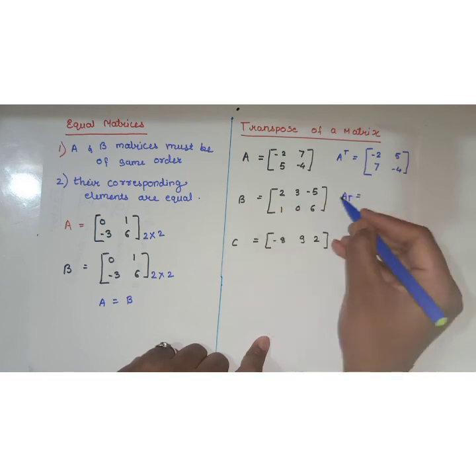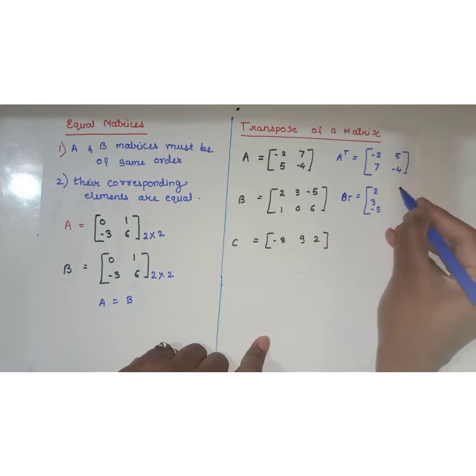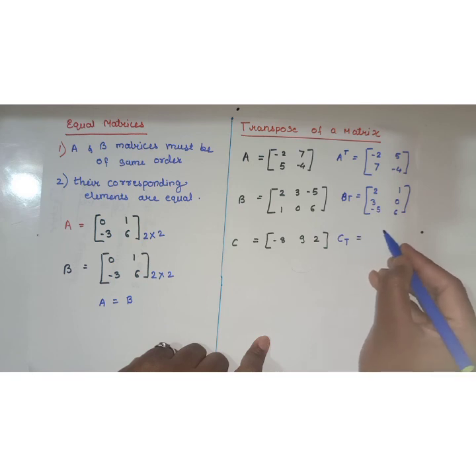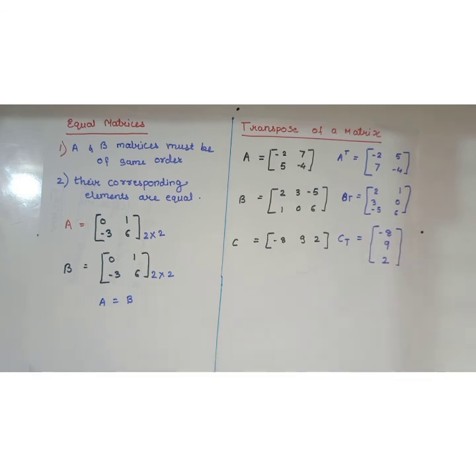In the same way, for this B matrix, the transpose of B will be 2, 3 and minus 5, and 1, 0 and 6. In the same way, the transpose of this C matrix will be minus 8, 9 and 2. So this is the basic concept part of the matrix which you should know.